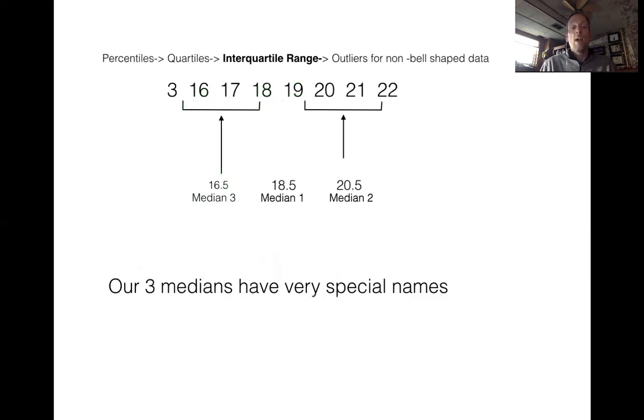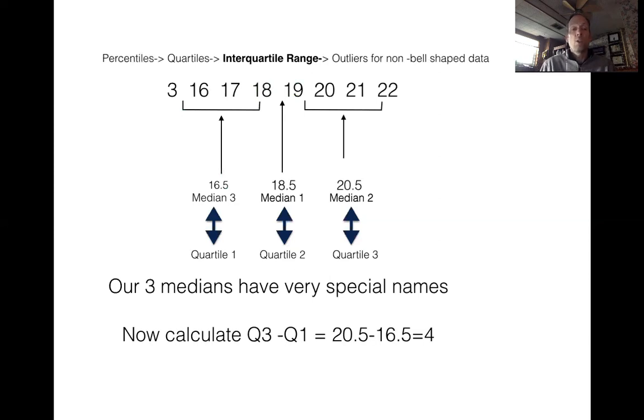Now, as it turns out, these three medians have very special names. Median 3 is going to be called quartile 1. Median 1, quartile 2. Median 2, quartile 3. And they're synonymous with very specific percentiles. Quartile 2 with the 50th percentile, quartile 1, 25th percentile, and quartile 3, 75th percentile. So what we just found out was a really fast way to get the three main percentiles, the 25th, the 50th, and the 75th.